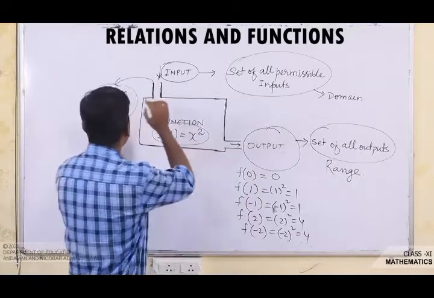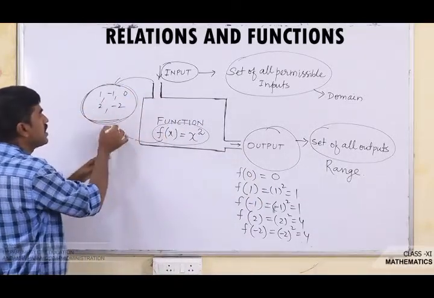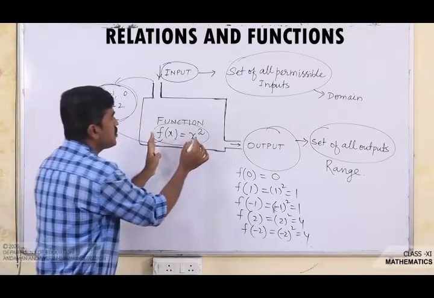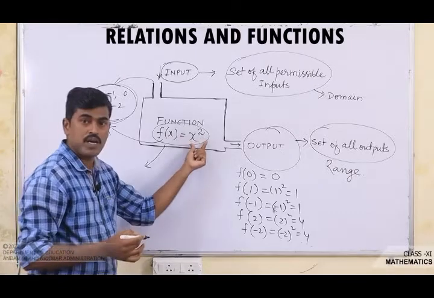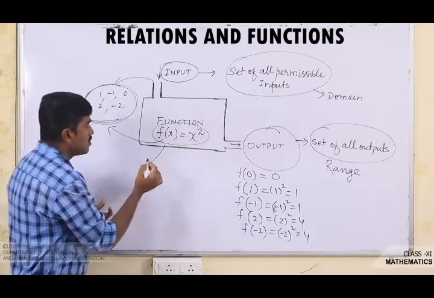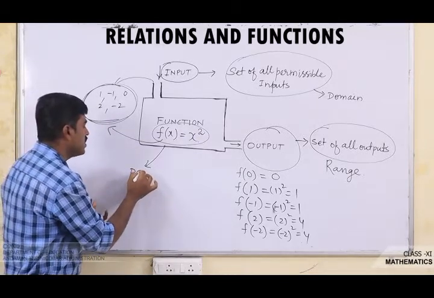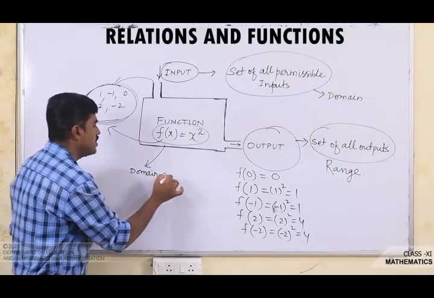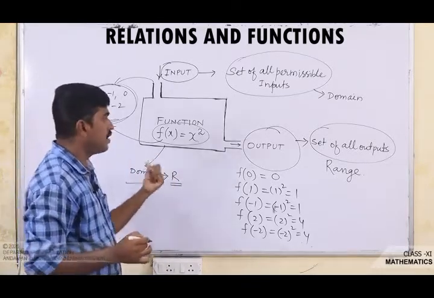Here some elements of the domain of this function are taken, but this function is defined for every real number. We can find the square of every real number. So the domain of this function is the set of real numbers. R is the set of real numbers.